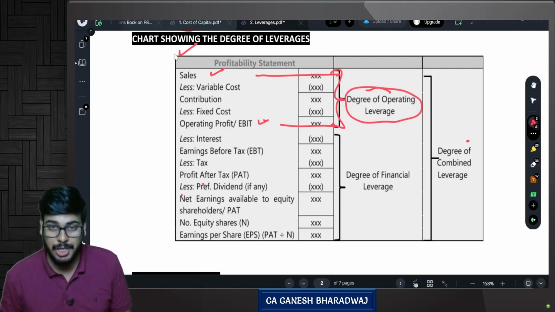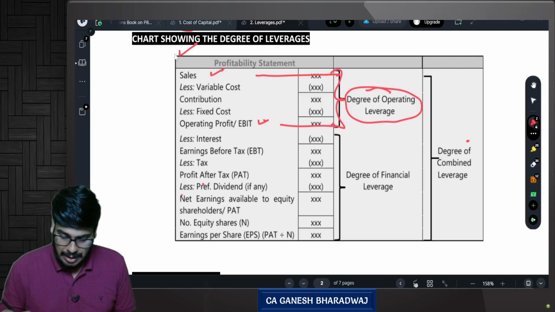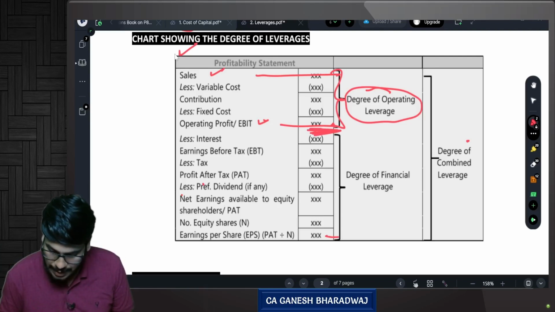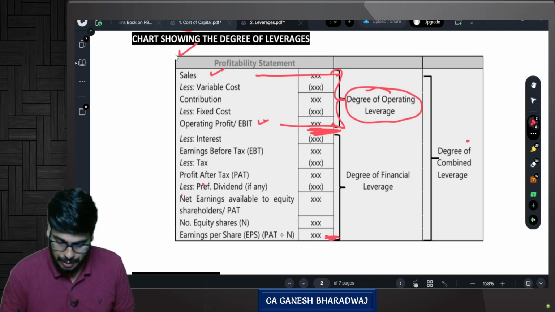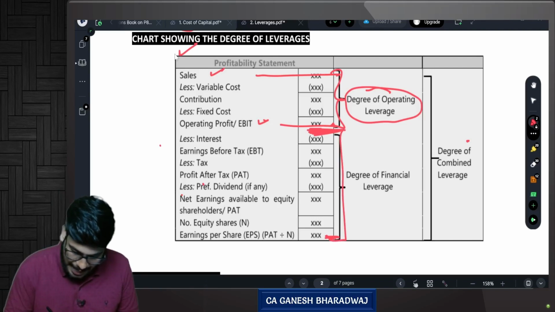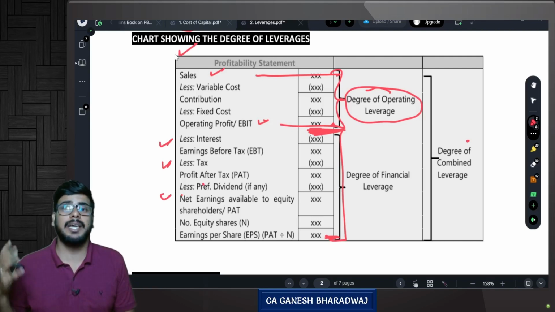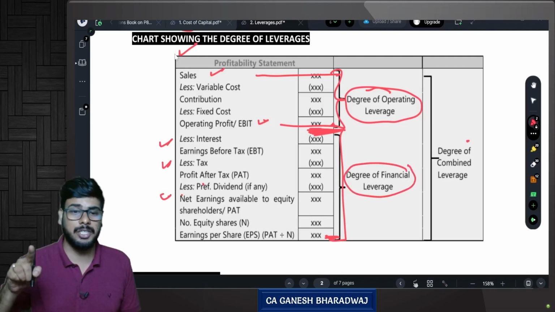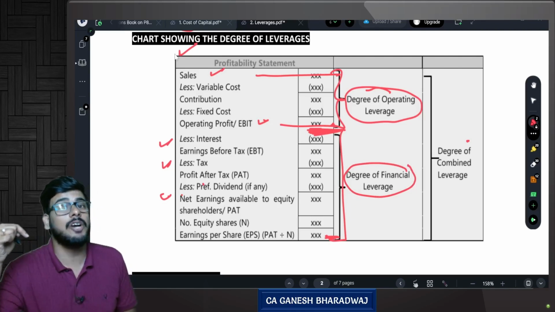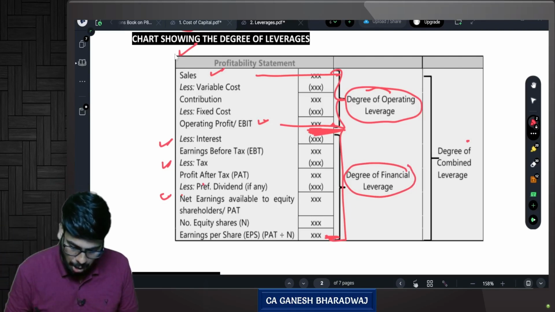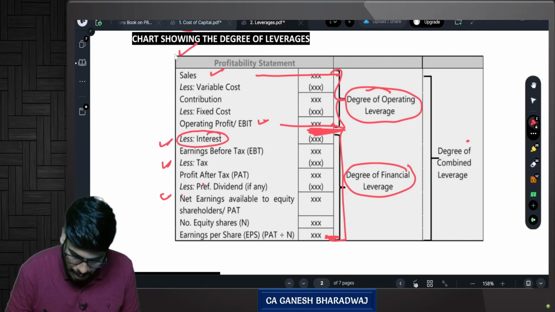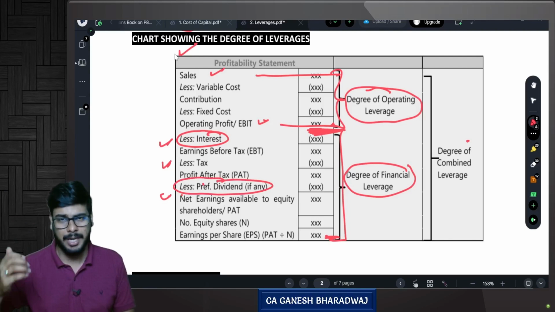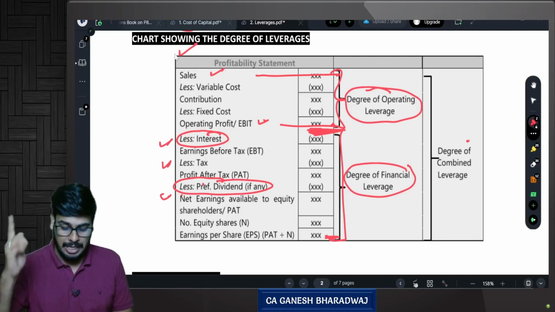What do you mean by financial leverage? It talks about the magnifying effect that happens between EBIT and EPS. Are you clear with this? Why does it happen? Financial leverage also happens because of the presence of fixed cost, but wait, not fixed operating cost. It happens because of the presence of fixed financial cost. Those are the two line items. Are you clear with this? I will prove it. Don't worry. Again, we will see an example.